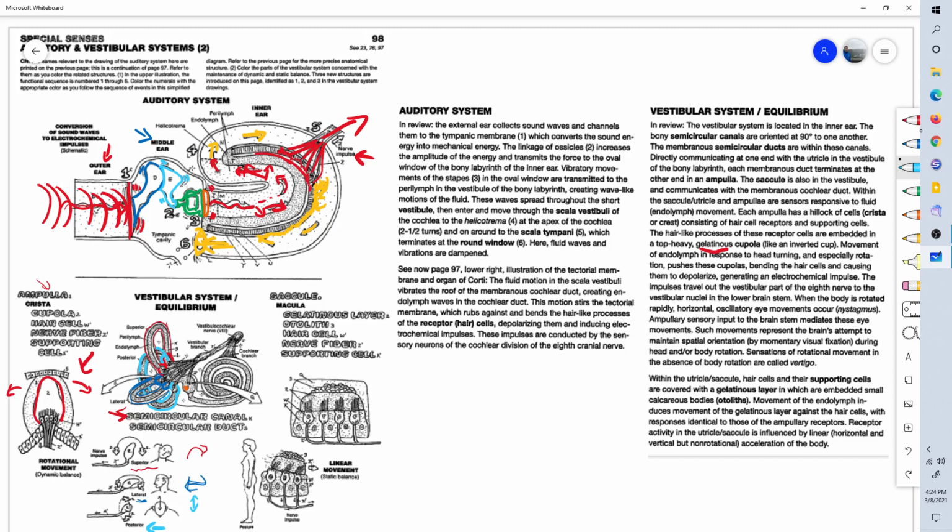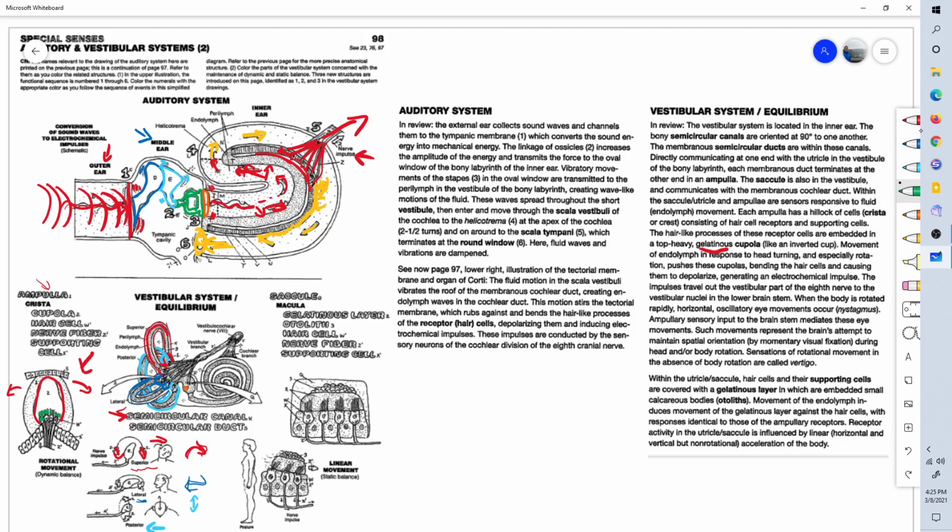And so with the various movements of the body, it will stimulate, because of the fluid in these semicircular canals, the fluid starts running this way because the person is bending their head to the left. It's going to shake this ampulla, or excuse me, this cupola, which is inside the ampulla. And when it shakes, these little hair cells, the hairs coming off the hair cells, are going to be stimulated right here.